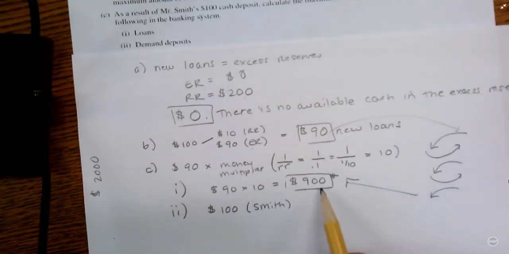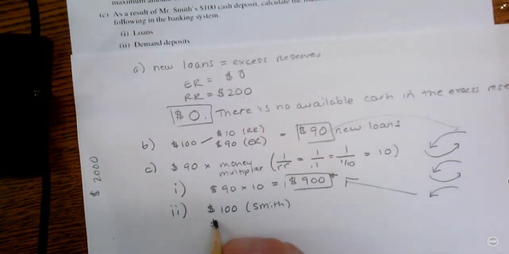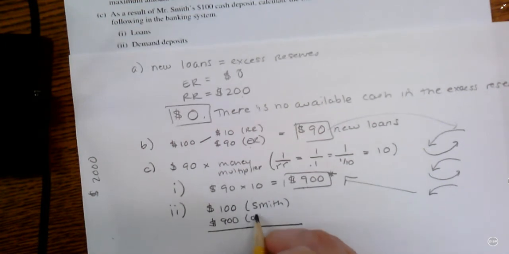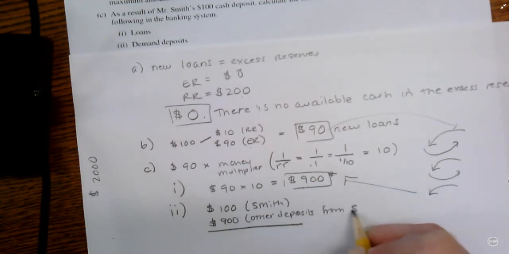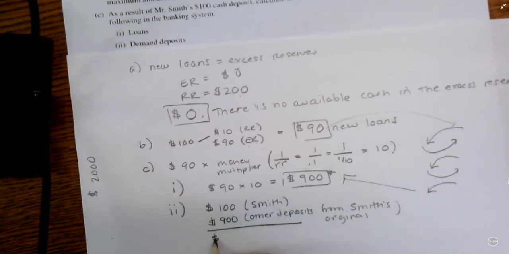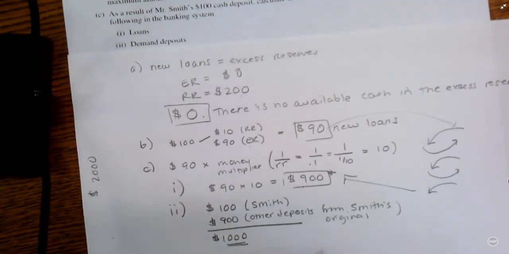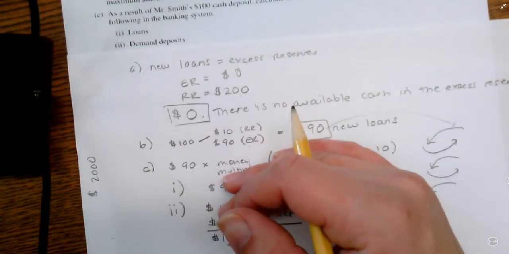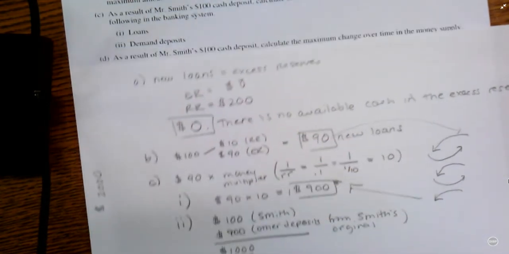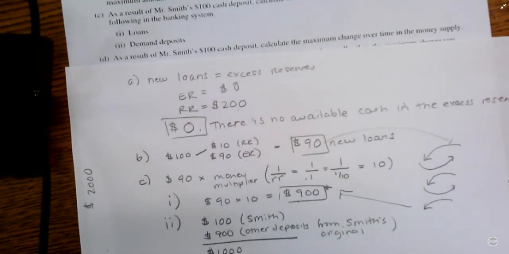This money, theoretically, is going to be deposited back into banks. So I'm just writing to you what all this is. These are the other deposits from Smith's original $900 that got loaned out. If we add these two things together, we get $1,000. If that was tricky for you, rewind, go back to the beginning of what I started talking about, and listen again, okay? As a result of Mr. Smith's $100 cash deposit, calculate the maximum change in the money supply.